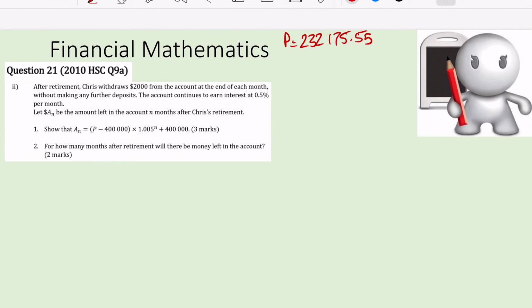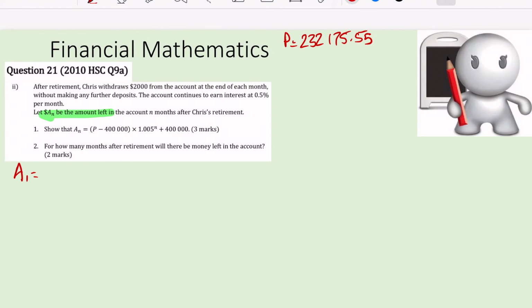All right. So now, after retirement Chris withdraws $2,000 from the account at the end of each month. So he looks like he's self-funding his retirement without making any further deposits. The account continues to earn interest at 0.5% per month. Let AN be the amount left in the account after n months. Okay, so it's telling us what AN is. So now we will start. We don't need to make that summary statement at the beginning.